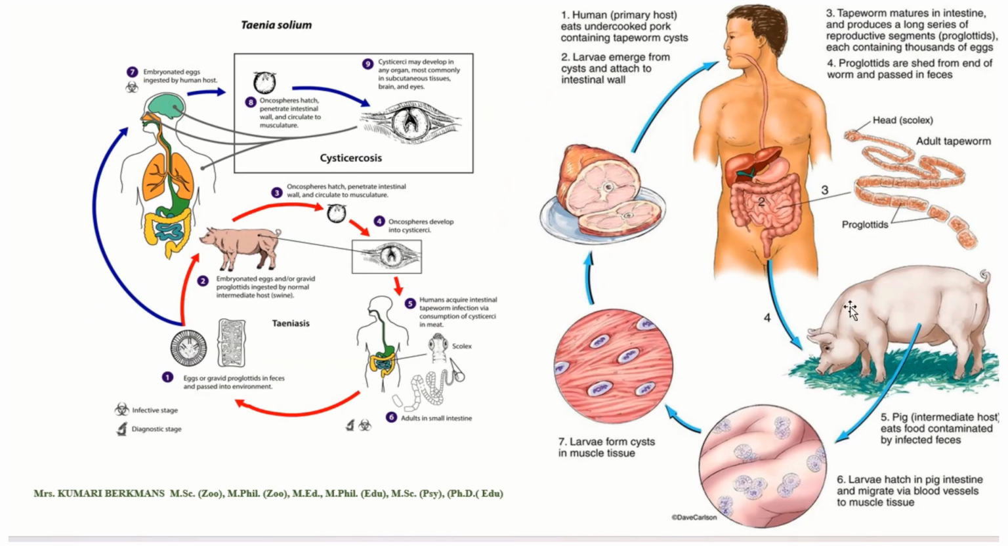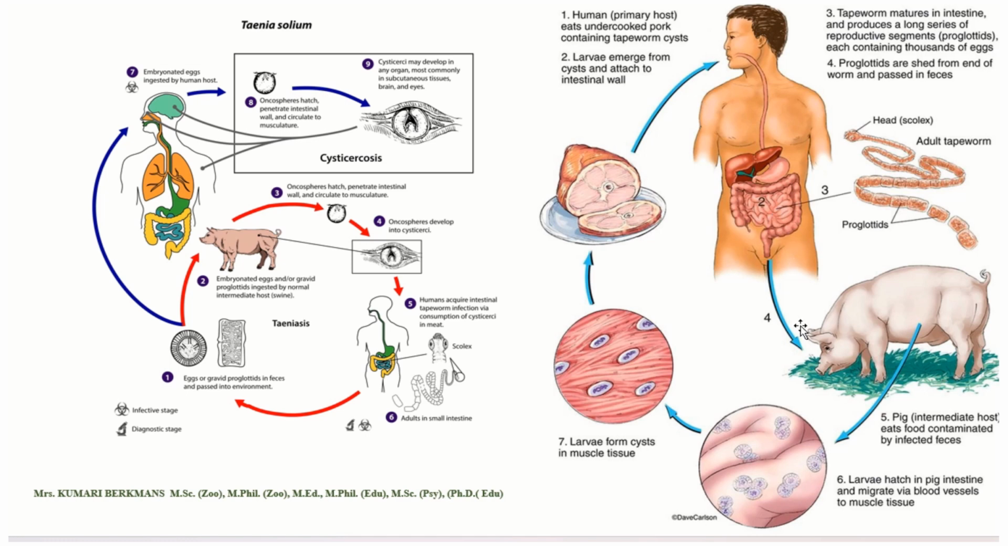Let us see here, this is the life cycle of tapeworm. This is the head of the tapeworm and these are the proglottids. Proglottids means matured segments of the tapeworm. Each and every proglottid consists of 1,000 eggs. When it is mature, it detaches from the tapeworm and is excreted out by the human being. So this worm lives in the small intestine of the human being.